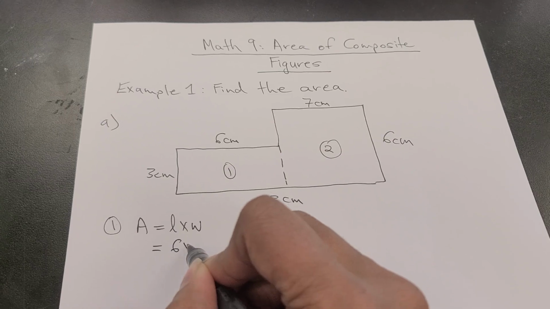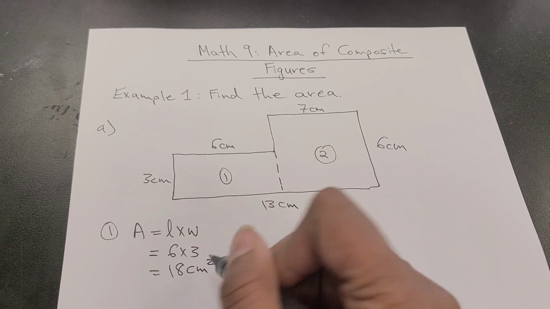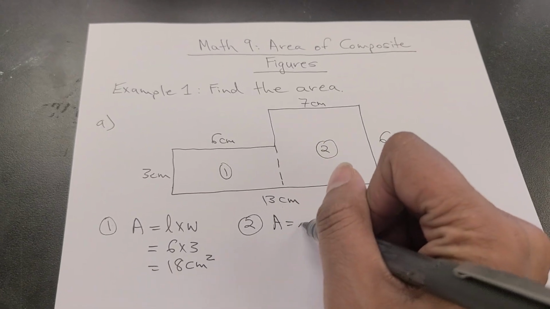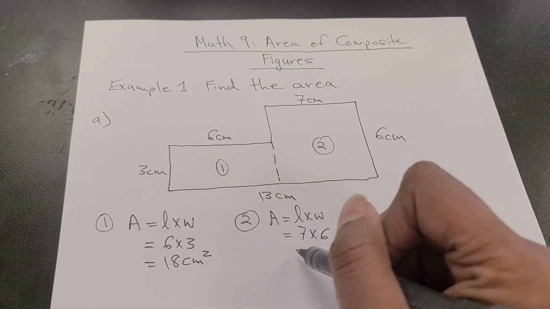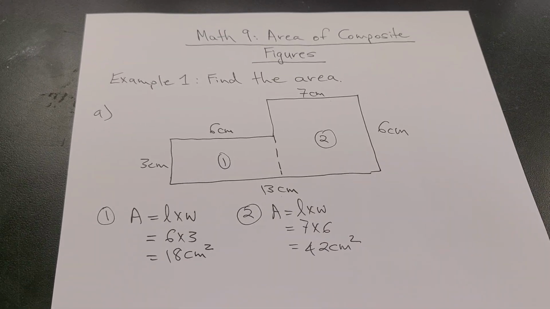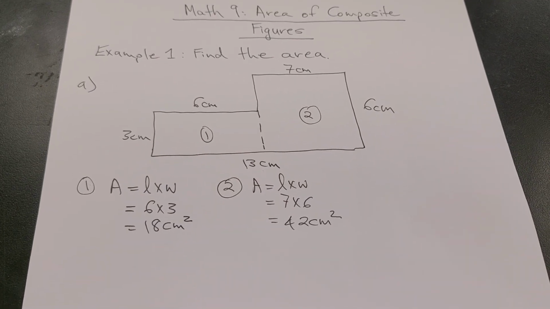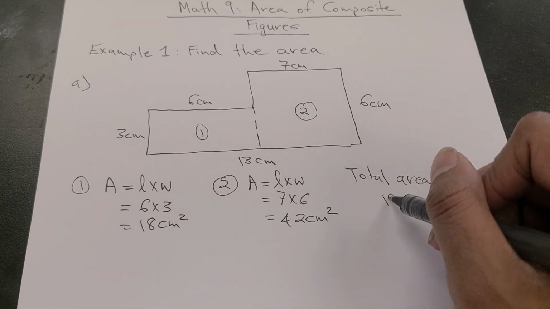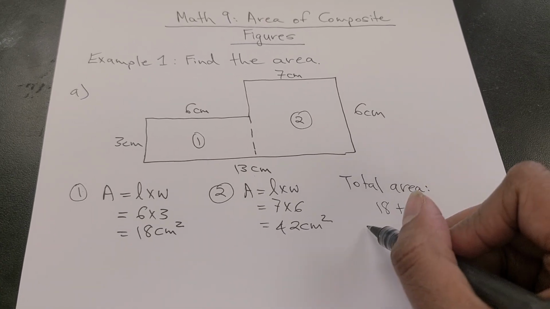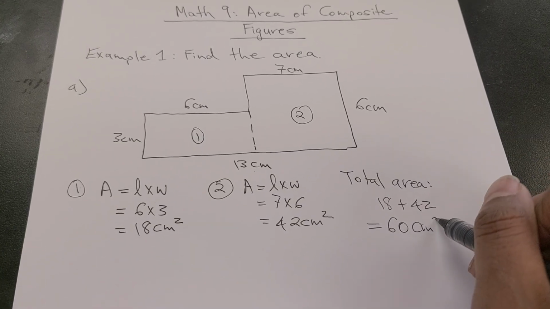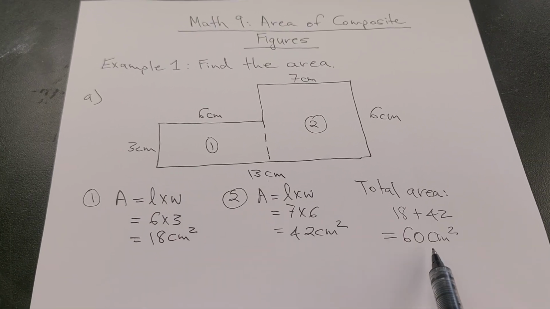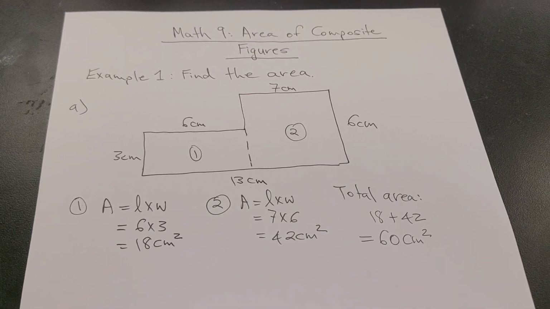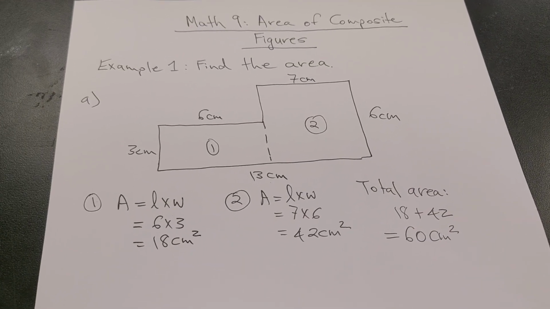For shape 1, we're going to do 6 times 3, and this is 18 centimeters squared. It is the area, so make sure you're watching the units. It has to be centimeters squared. For shape 2, the area is also length times width. We're going to do 7 times 6, so 42 centimeters squared. You see that? Then, when you're finding the total area, I'm just going to add them together. Total area: 18 plus 42, which is equal to 60 cm squared, and this is your final answer. Make sure you label each of the shapes and show all your work. Even if you're just doing the area of a rectangle, always write out the formula first before you substitute into the equation.